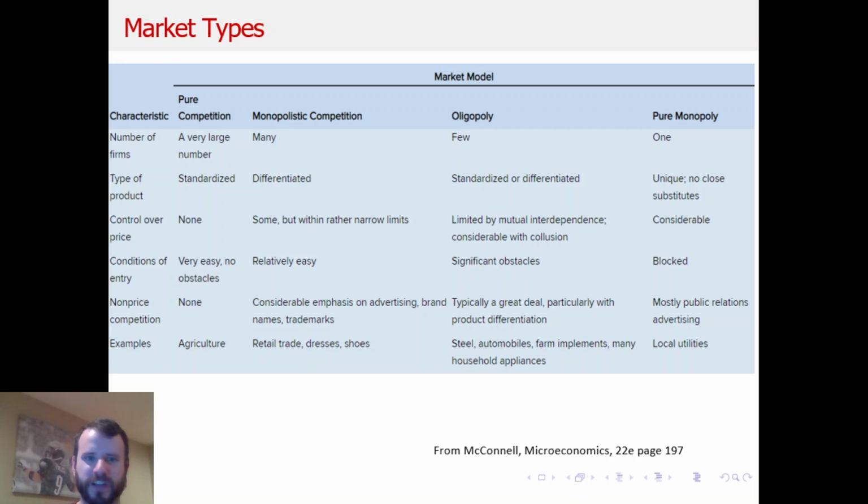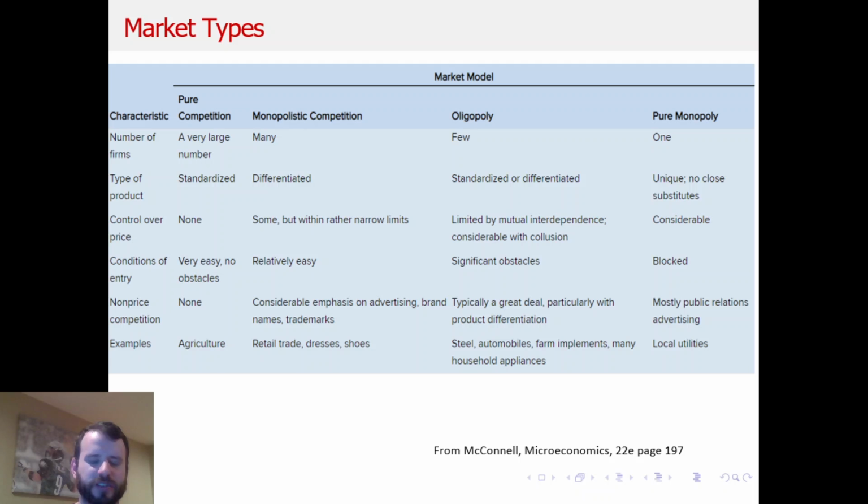So pure or perfect competition is when you have a very large number of firms. The product is mostly standardized. No firm has control over the product. It's very easy to enter. There's no non-price competition like quantity competition or advertisements or something like that. So an example could be agriculture.